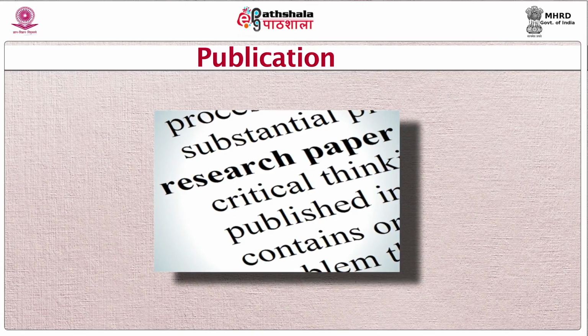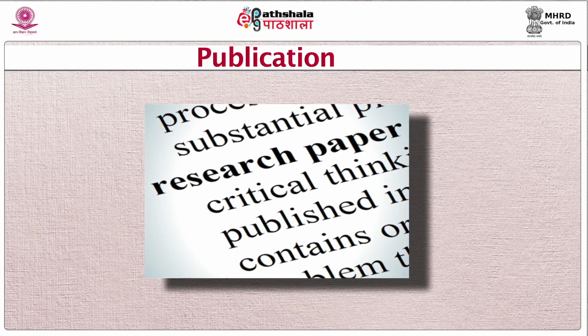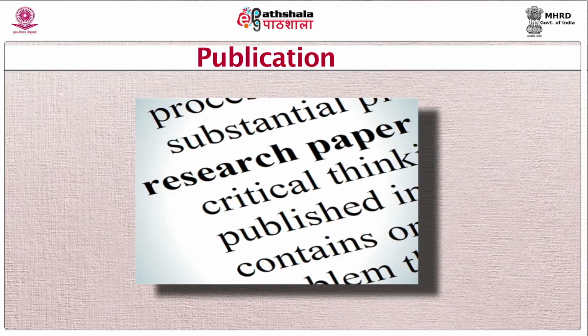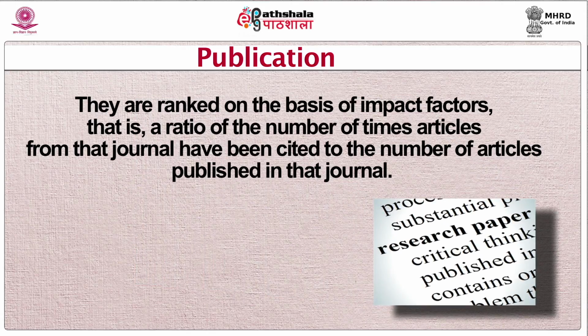So, what is a publication? Based on the feedback received, researchers edit their papers and submit them to research journals. Research journals have their own blind peer review process and acceptance rates. They are ranked on the basis of impact factors, that is, a ratio of the number of times articles from that journal have been cited to the number of articles published in that particular journal.